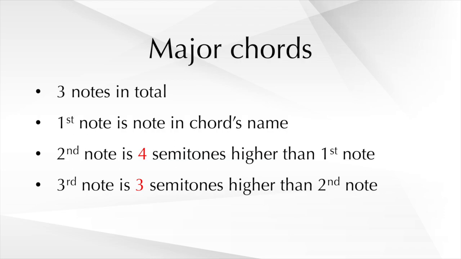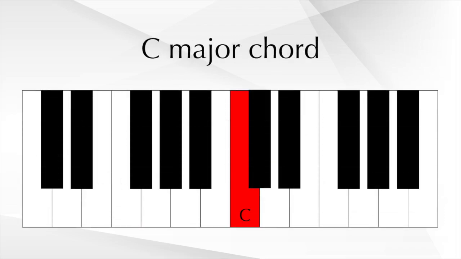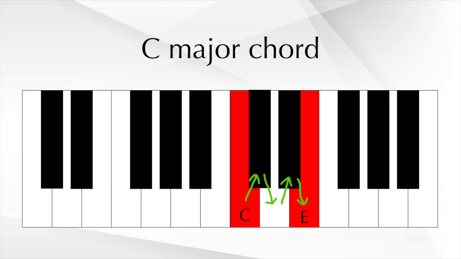Each major chord has three notes, the first note being the note in the chord's name. The C major chord starts with a C, the A major chord starts with an A, and the D flat major chord starts with a D flat, and so on. Let's take a look at the C major chord as an example here, the first note being C. The second note is four semitones higher than the first note. From the note C, we move 1, 2, 3, 4 semitones up and arrive at the note E. E is thus the second note in the C major chord.